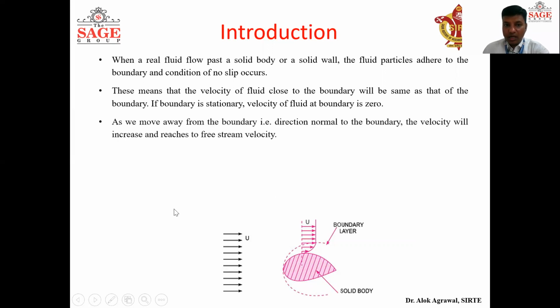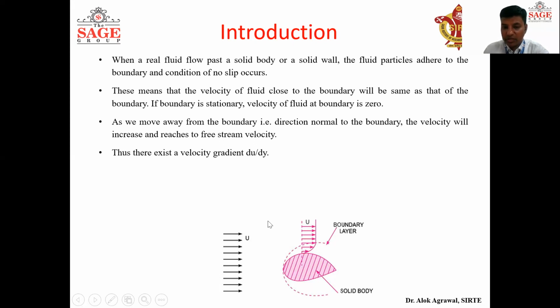Okay. Again, as we move away from this solid boundary in a perpendicular direction, what will happen? The velocity increases. The velocity slowly increases from 0 and it will reach a point where the velocity of the fluid will again come back to the original velocity, that is the free stream velocity u. What does it mean? It means that the velocity varies from 0 at the boundary of the solid body and it will attain velocity u at a certain distance from the solid body.